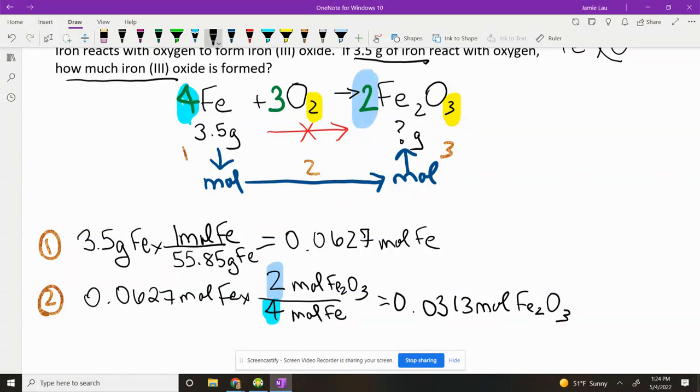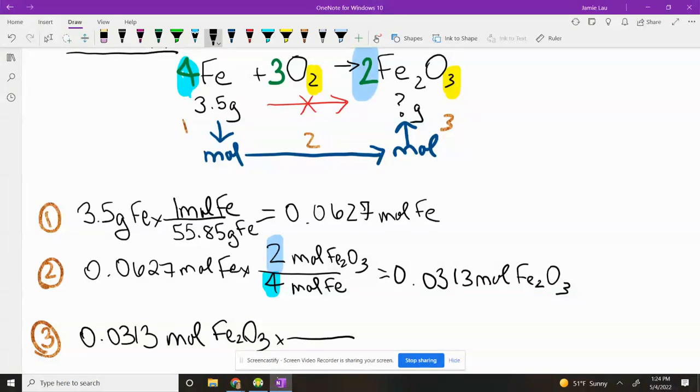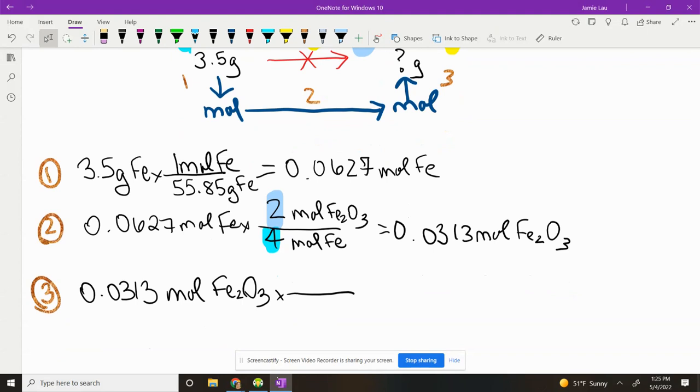Great, now I have moles of my product. I just need to convert that final number to grams. So my last step, I take the 0.0313 moles of iron 3 oxide, and I convert that to grams. I get that from the number on the periodic table. Because 1 mole of Fe2O3 has a mass, let's calculate that out. Iron has a mass of 55.85, plus 3 times the mass of oxygen at 16.